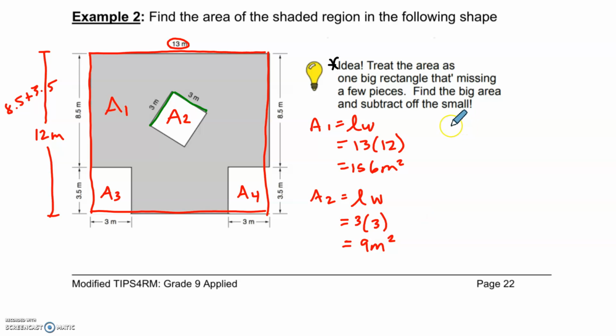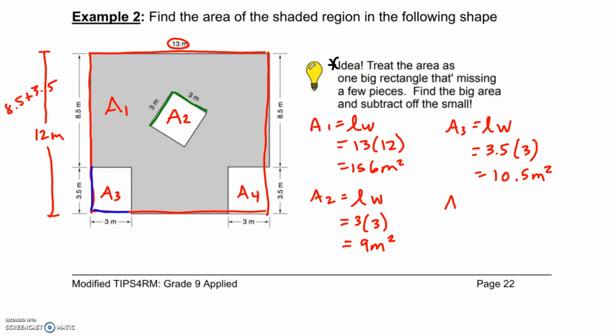Okay, now let's do area 3. So area 3 is another rectangle, length times width. For area 3, we can see we have 3.5 for my length and 3 meters as my width. So I can go ahead and plug that in. So 3.5 times 3. We'll put that in our calculator, which is 10.5 meters squared.